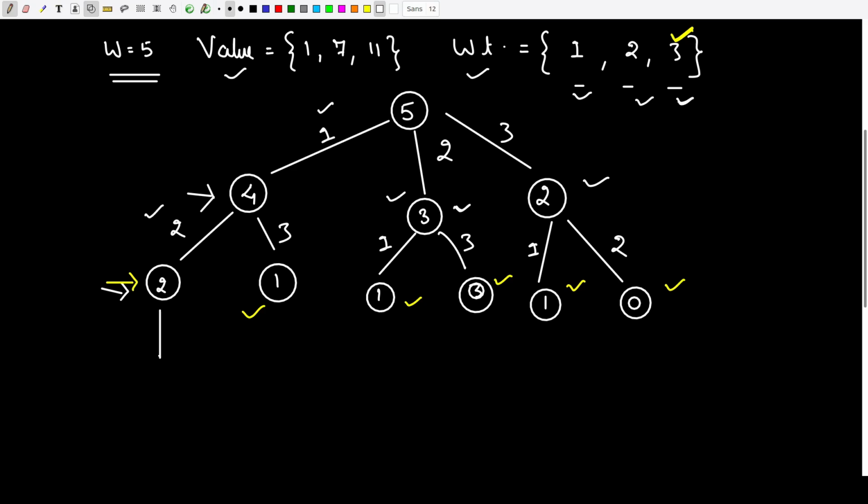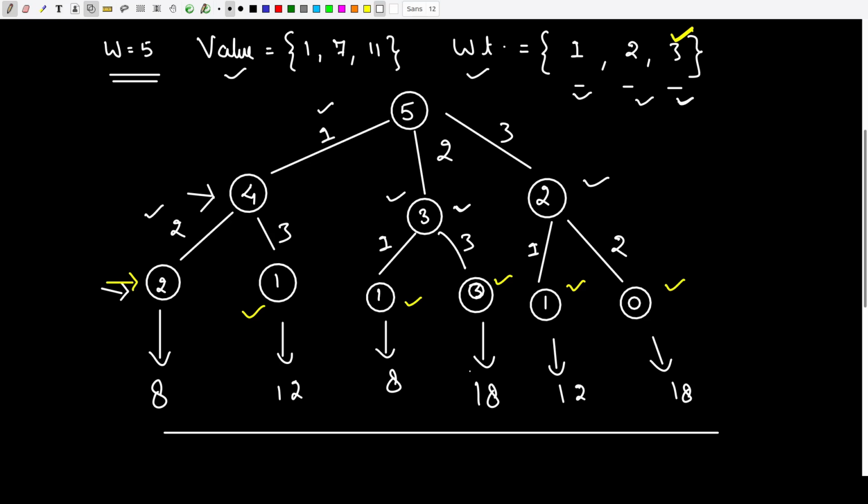The value associated with item number 1 and item number 2 will be 8. Similarly, for item number 1 and 3, the value will be 12. For 2 and 1, it is 8. For 2 and 3, it is 18. For 3 and 1, it is 12. For 3 and 2, it is 18. And since we have to compute the maximum, the maximum is 18, and that is what we are going to return. So for this case, we are going to return 18.